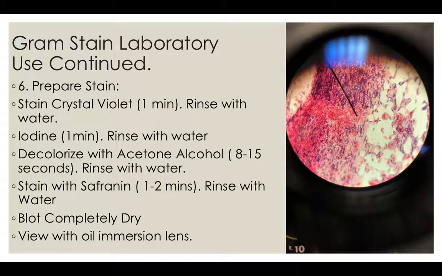Now the next thing we have to do is prepare our stain. The first thing you're going to do when you're preparing a Gram stain is locate your crystal violet stain, and you're going to place that on your slide where the bacteria was located, kind of flood it, and then let that sit for about 1 minute. Once it's set, you're going to rinse it with water, making sure you get all the stain that you can off. Then you're going to move on to iodine, and you're going to set that in the bacteria as well. Let it set for about 1 minute, and then you're going to rinse that with water as well.